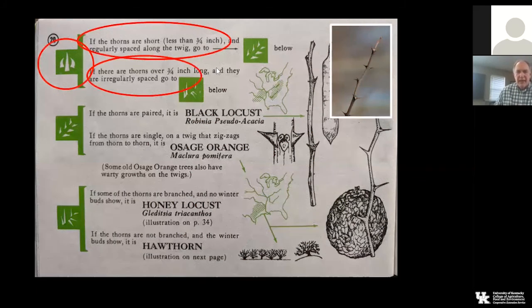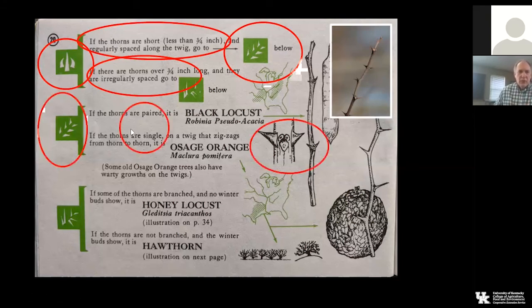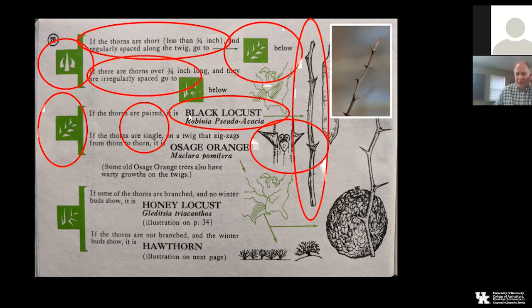They're probably a 1/2 inch at the most. So being that they're a 1/2 inch in length, we're going to go down below, which is right here, and it wants to know, are they in pairs or are they single? Like here's our original picture, they are in pairs. Here in the book is a picture of the pairs, pairs being side by side, and we can't go any farther because it tells us that it is a black locust.